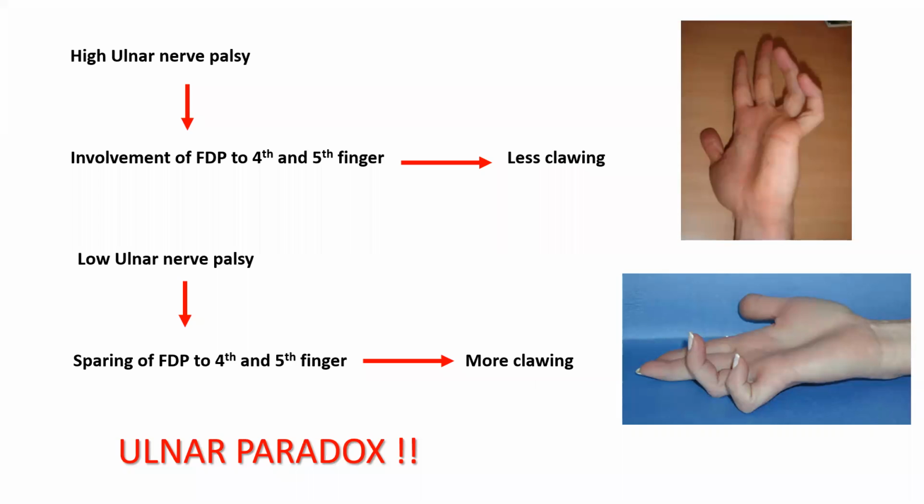Yes, sir. So, in case of a low ulnar nerve palsy, the tone of FDP is still present. The patient need not contract. The tone is still present. Therefore, the clawing is exaggerated. Whereas, in case of a high palsy, the tone is lost. Therefore, the amount of clawing is less. Are you able to understand now? Yes, sir.